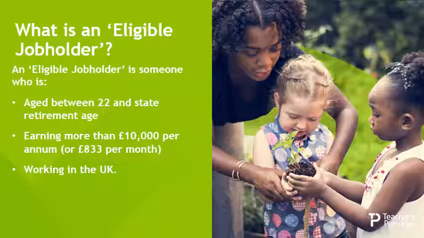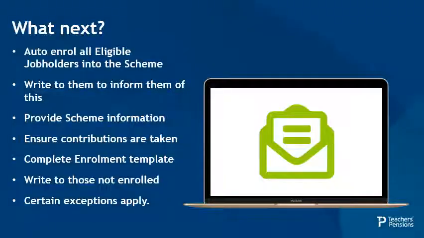If the member of staff meets the criteria for auto-enrolment, so for example, someone who is aged between 22 and their state retirement age, and they're earning more than £833 a month, then they'd need to be brought back into the scheme under auto-enrolment regulations. As the employer, you must provide auto-enrolled members with information about the scheme and also complete the enrolment template to ensure that the pensionable state of the member is updated to show that they're now in pensionable employment.